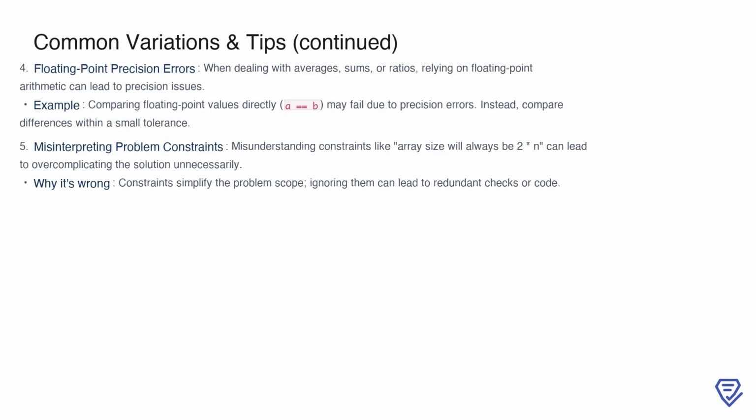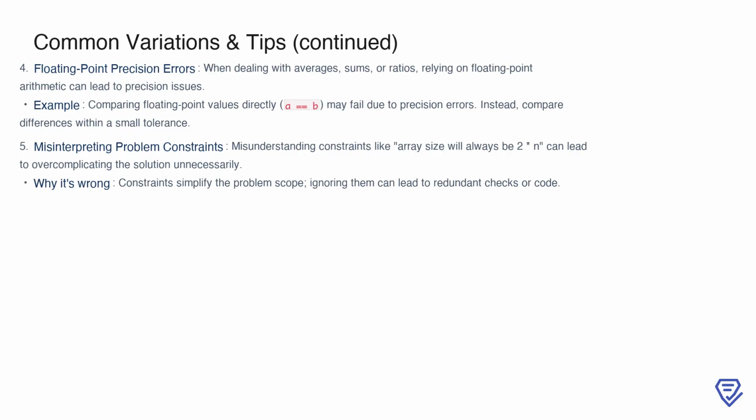Another issue to watch for is floating point precision errors. When dealing with sums or averages, relying on floating point arithmetic can introduce subtle bugs. For instance, directly comparing two floating point values for equality may fail due to precision limitations. Instead, compare their difference against a small tolerance value to ensure accuracy.